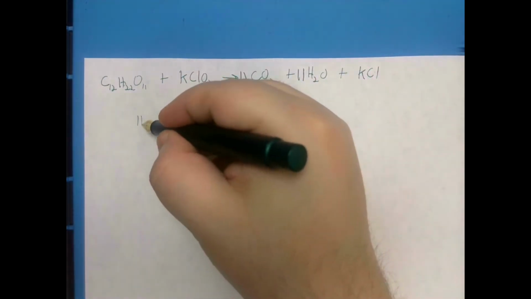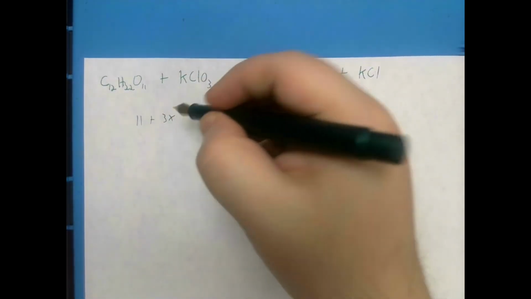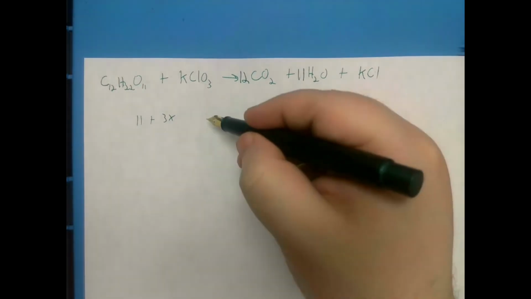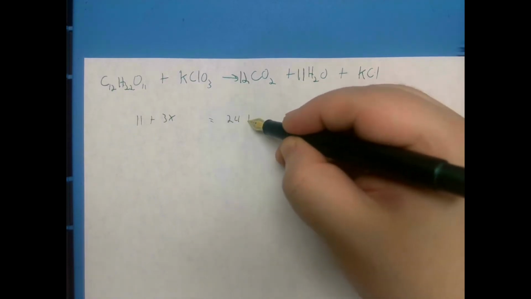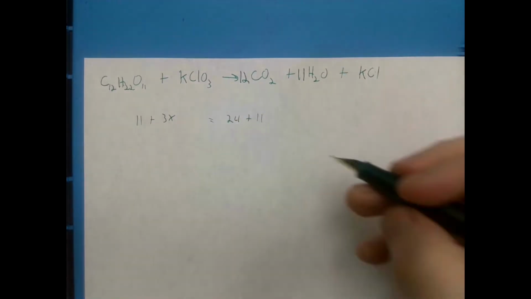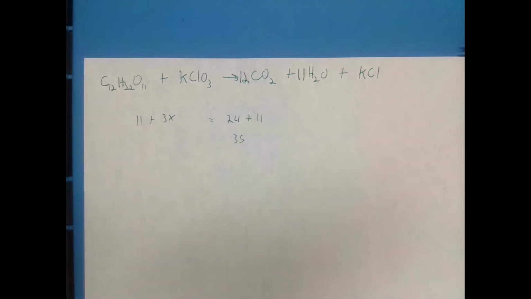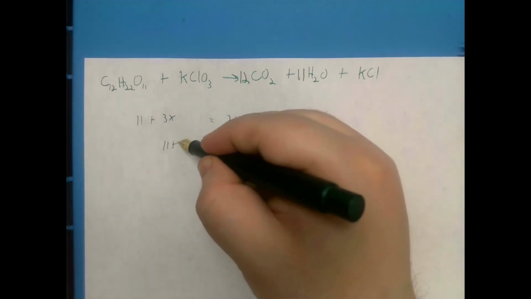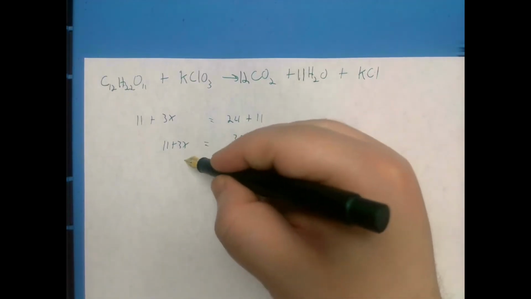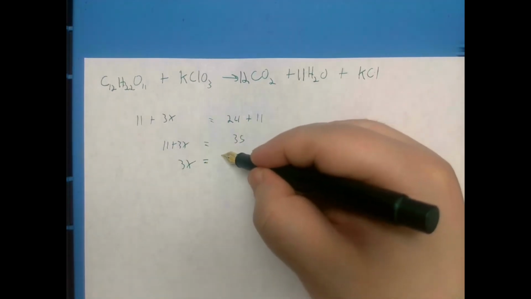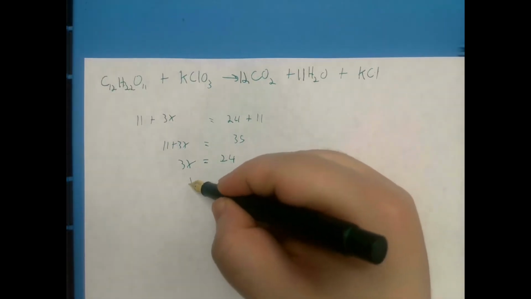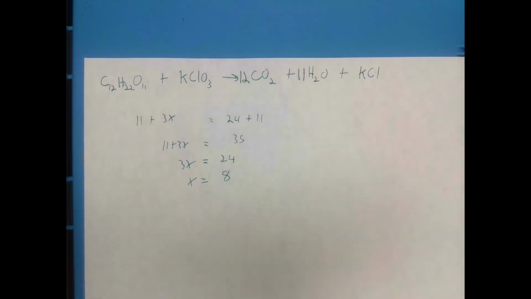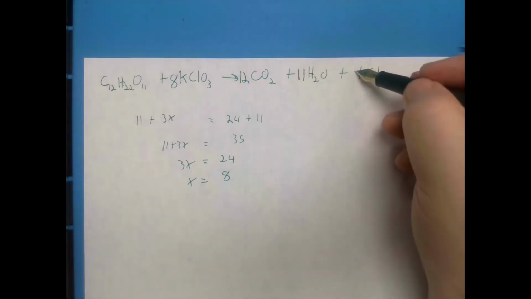So we have 11 plus 3 times x on this side, and that has to equal 24 plus 11. So that's 35, right? So what must x be? So that's 3x, that'd be 24. What is 24 divided by 3? 8. And I just need to double this by 8.